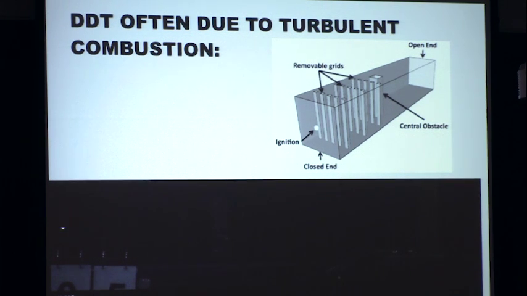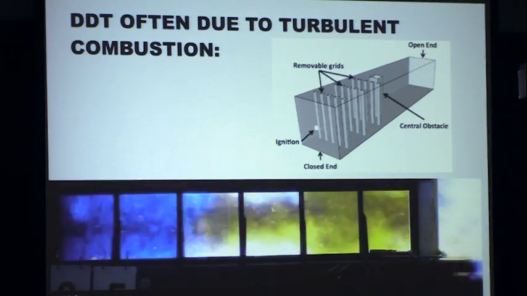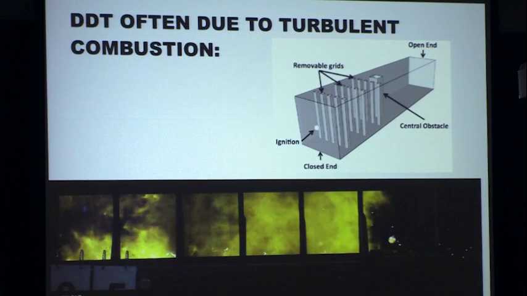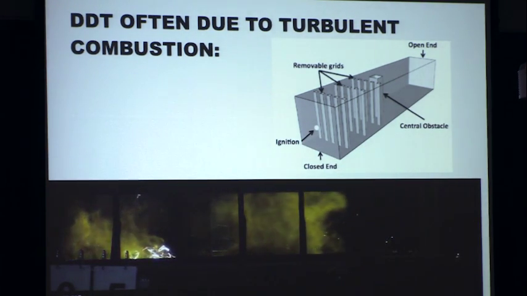So you see the flame here starting, this blue zone, a very nice laminar spherical flame. Now it's touching the first obstacle, it's getting wrinkled, more and more wrinkled, and then suddenly you get this acceleration. Being able to predict these things is a critical question in the community.